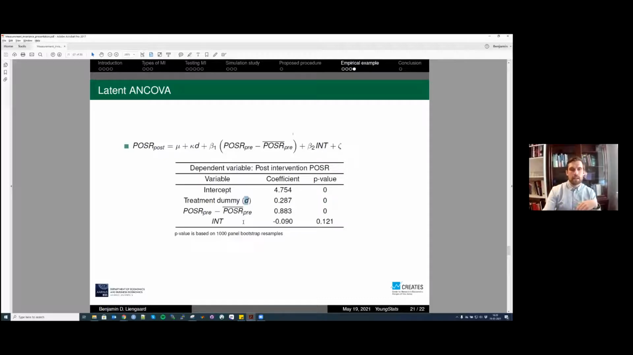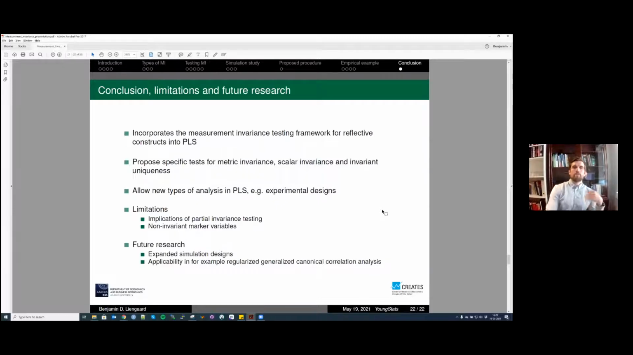We also find the direct effects, or the relation between post- and pre-treatment perceived online shopping risk. Okay, so that was what I have. So for conclusion, I use this measurement invariance testing framework for reflective constructs in the PLS framework. I propose tests for metric and scalar invariance, and invariance uniqueness. This allows researchers to do, for example, experimental designs with PLS.